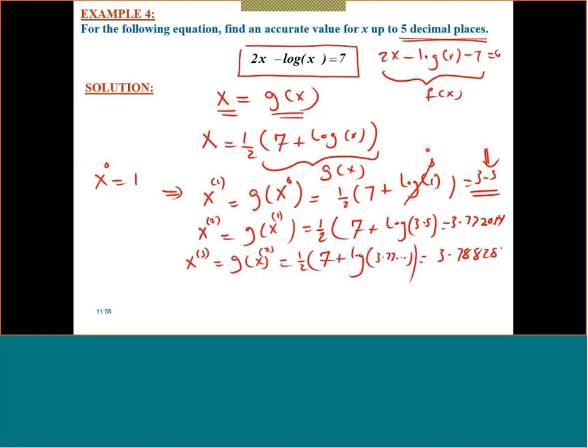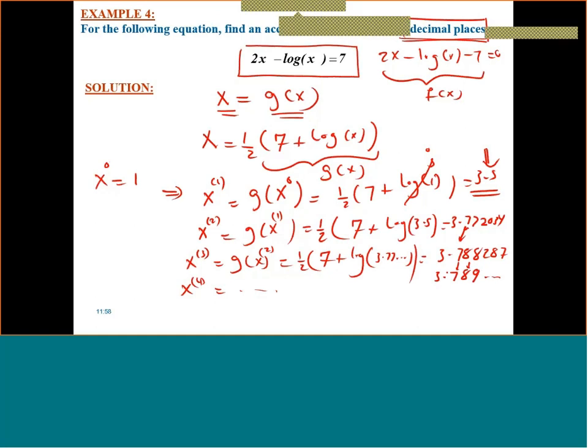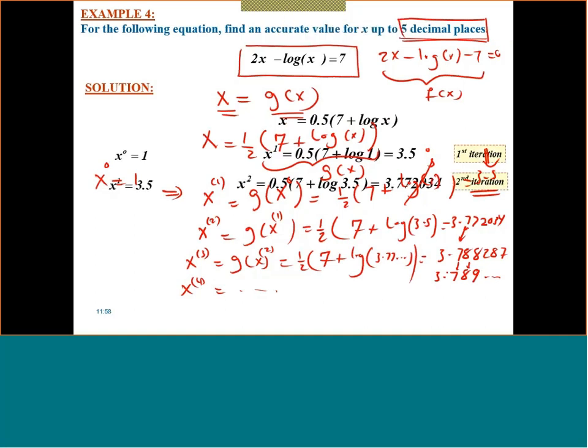So here we have only 1 decimal place correct. Then I will go for g of x3. We'll continue. So this becomes 3.789. So we have 2 decimal places, and so on and so forth. So it is very, very straightforward, very simple, that you can find the answer this way. Okay, so here you'll find all the answers. Let me check if you have any question before I move forward.